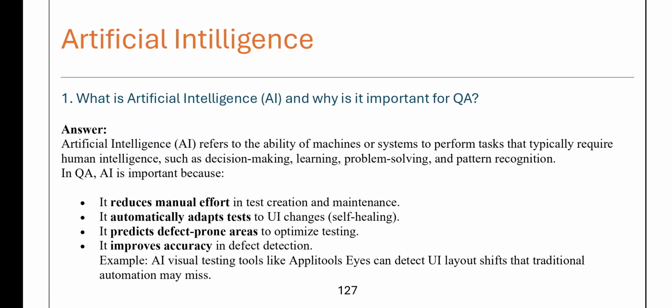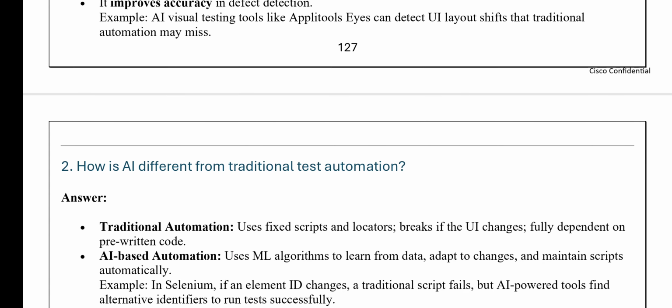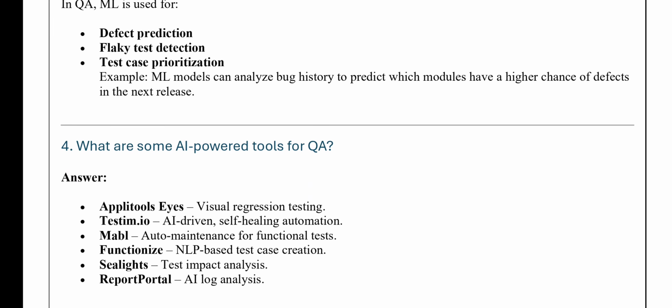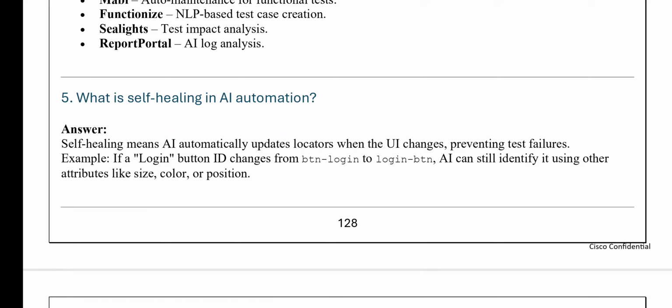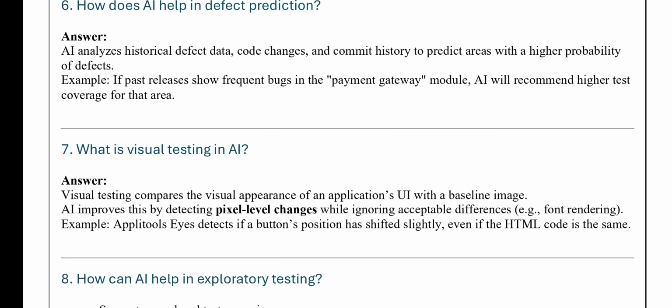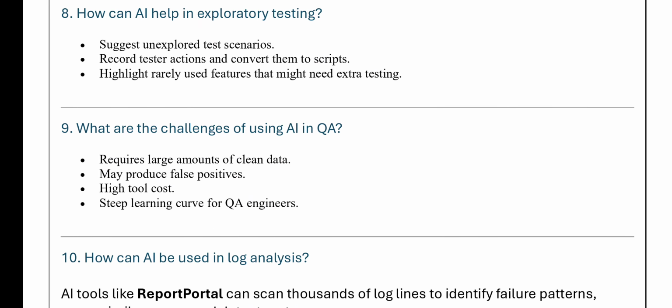Okay, and in the next section we have discussed about the artificial intelligence. What is AI? How AI helps in traditional automation? What is machine learning? What are some AI powered tools? What is self-healing in AI automation? How does AI help in defect prediction? What is visual testing? How can AI help in exploratory testing?